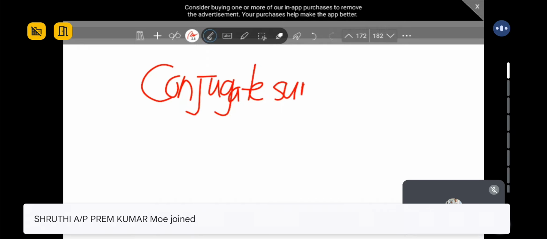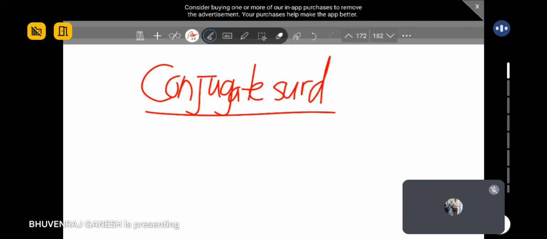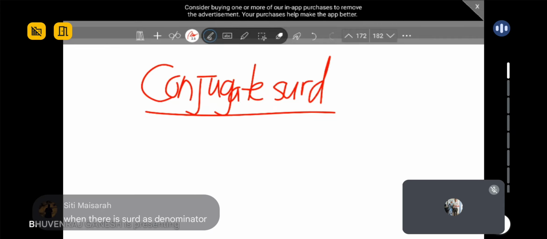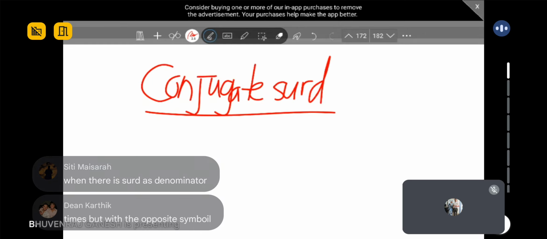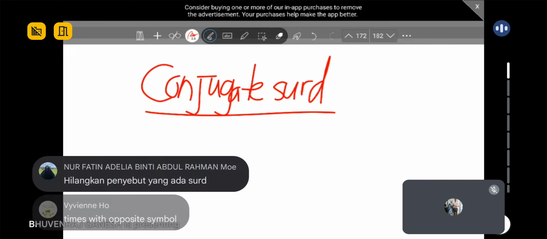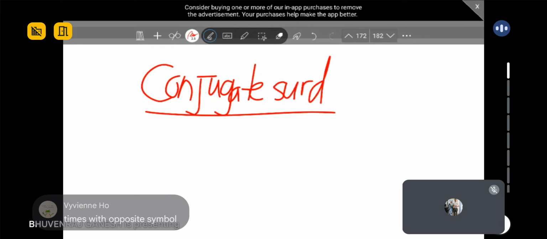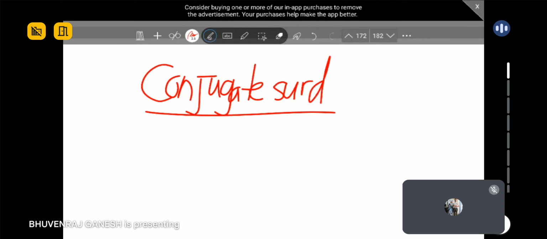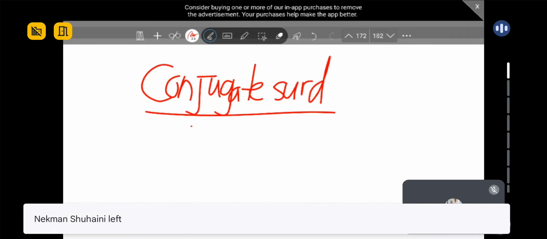Apa maksud dia? Surd conjugate. Anyone can explain to me in a simple manner, very simple, sangat mudah. Boleh terangkan tak? Apa maksud yang ni? Very good. When there is a surd in a denominator, you use it. Correct. Hilangkan penyebut yang ada surd. Correct. Times but with opposite symbol. Correct. Very good.